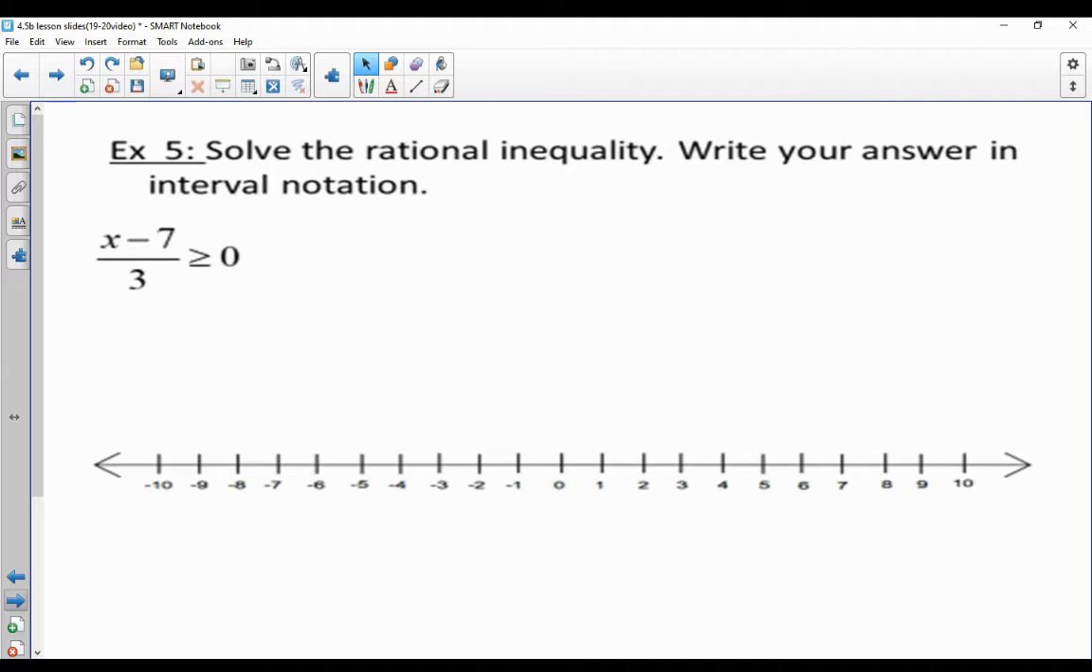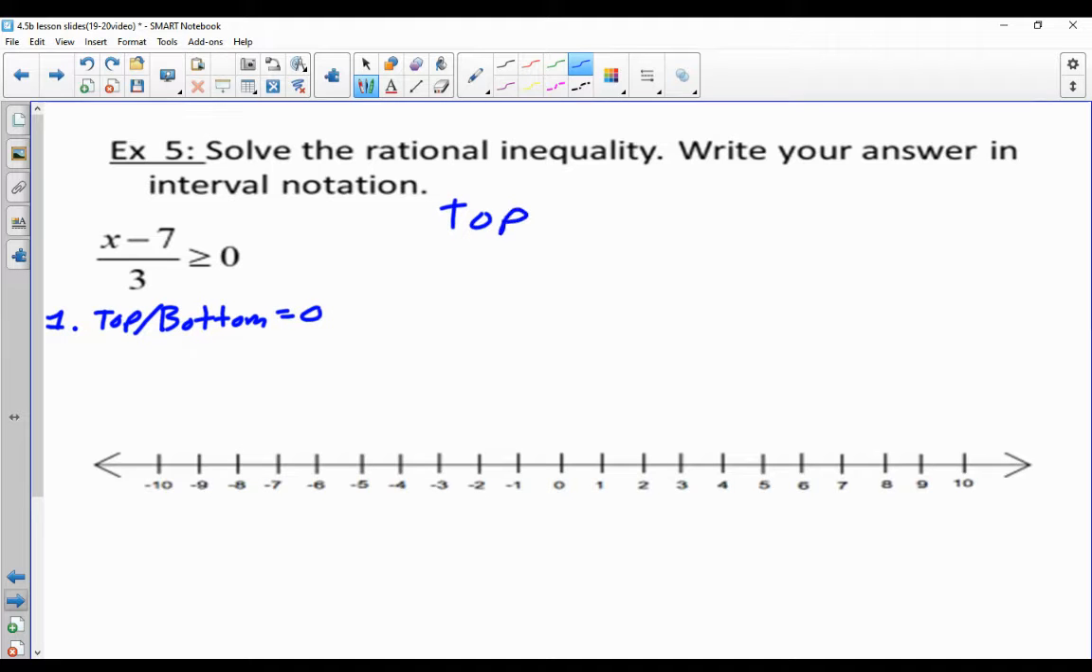Okay, so a couple more examples when we're done for this video. Again, let's do the same thing we've always done. First step, you'll take the top and the bottom, and you set it equal to 0. So for the top, you set it equal to 0, you're going to get x equals 7. And then for the bottom, take the bottom, set it equal to 0, you just get 3 equals 0.